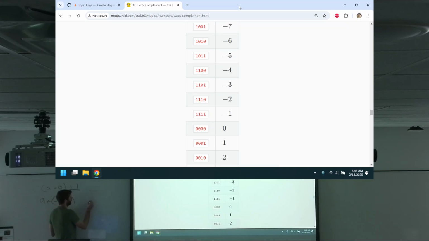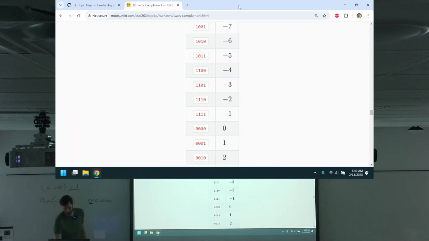So 0, 1, 0, 1, 0, 1, 0, 1. If this is signed, I know it must be positive, because the leading bit is not a 1. If it's unsigned, it doesn't matter, it is what it is. So there's still ambiguity, and that leads to a problem. We just have to be careful about what we're doing.